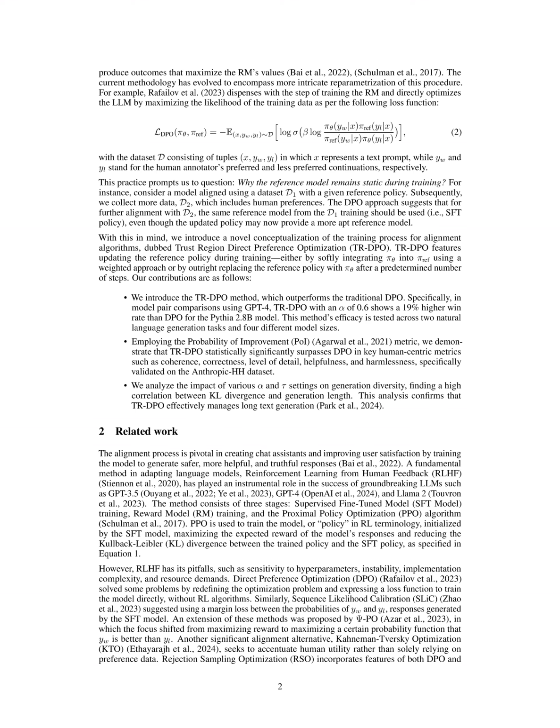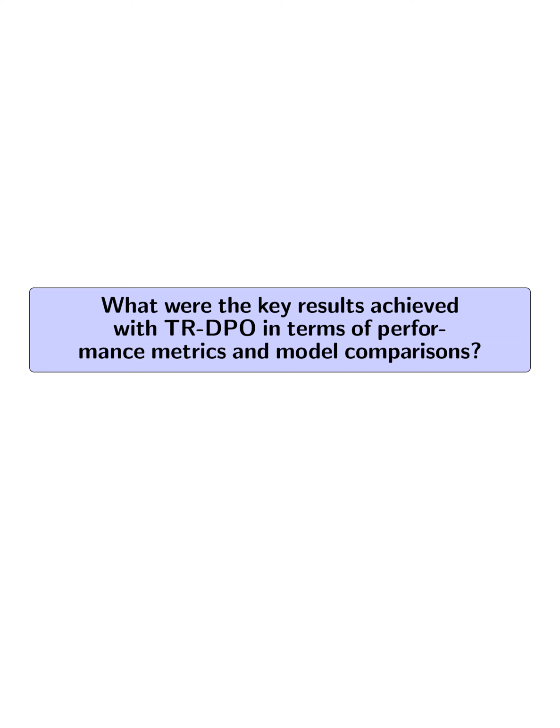Additionally, the impact of various alpha and tau settings on generation diversity was analyzed, revealing a high correlation between KL divergence and generation length. This analysis confirmed that TR-DPO effectively manages long text generation, showcasing its efficacy across different tasks and model sizes. What were the key results achieved with TR-DPO in terms of performance metrics and model comparisons?